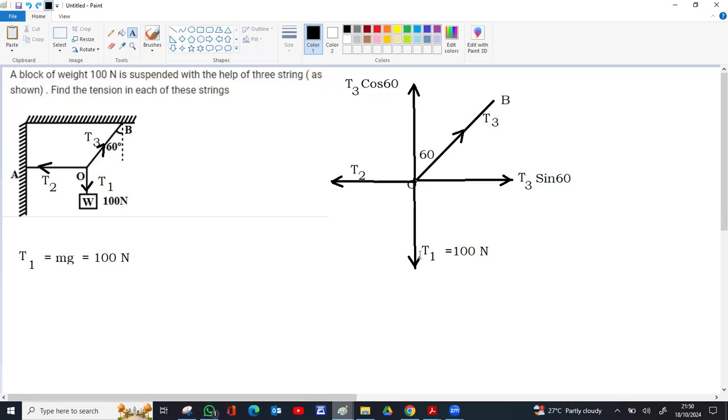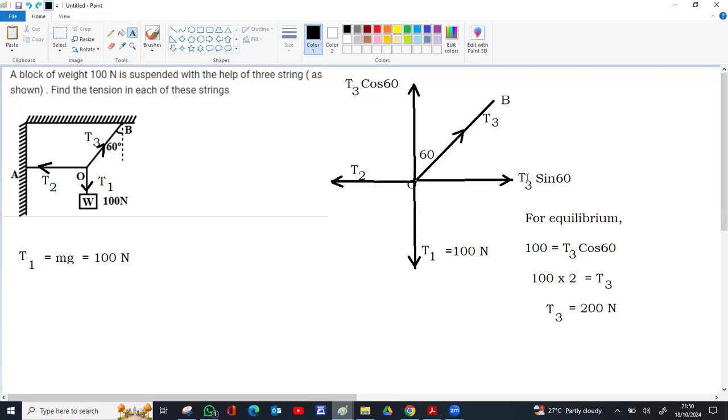So we will start with the downward and upward component because this value is already known. So you can put T1 equal to T3 cos 60, which means 100 equal to T3 cos 60. Now cos 60 is 1 by 2. The 2 will go to the left. So 200. So T3 equal to 200 Newton.